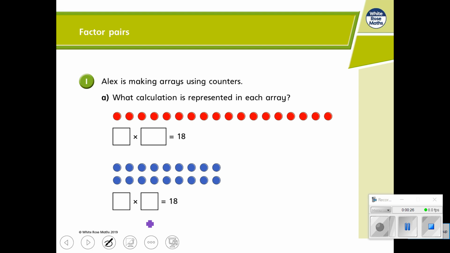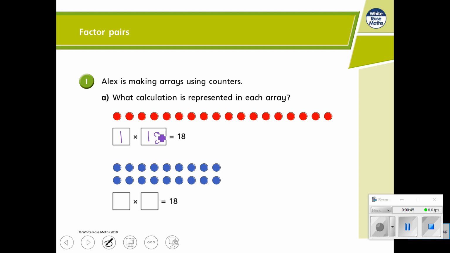Alex is making arrays using counters. We all know what arrays are now. What calculation is represented in each array? So if we look at our first array, we have got one row of 18 counters. So we have 1 times 18.